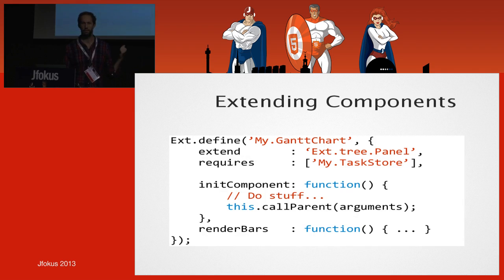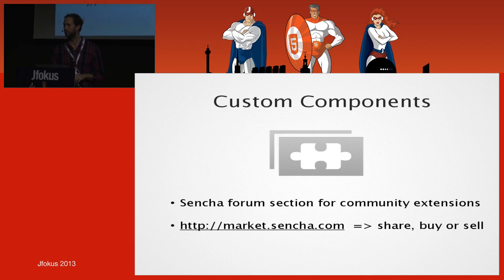And the Gantt chart that we make at Bryntum extends the tree panel that I already showed you. It basically looks something like this. This is sort of the heart of our entire business. We define a Gantt chart, we extend the tree panel, and we have a custom task store that has to be loaded. So we say, okay, requires task store. We do our stuff in the init component. We have some method to render all these bars that you see in a typical Gantt chart. And that's pretty much it. Of course, there's tons of code more, but this is the heart.